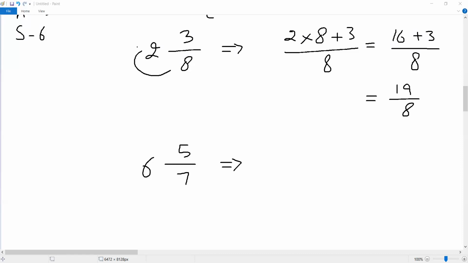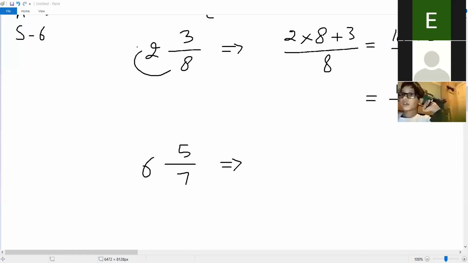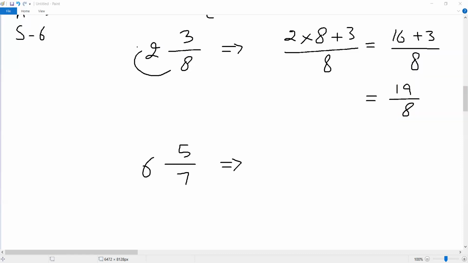Hassan, good. Sam, good. Ali, nice. Ibrahim Ali, good. Ibrahim Khan, good. Rohan, how come Rohan 48? Look how we solve it.